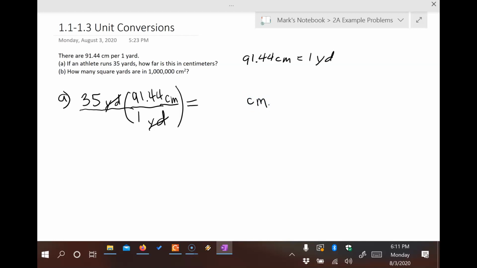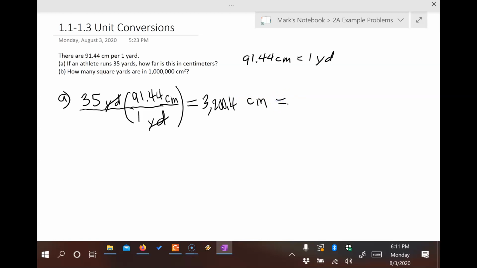So those are the new units, and to see what the number is, we need to do the calculation. I've got in the top 35 multiplied by 91.44, and then in the bottom just divided by 1. So that comes out to 3,200.4 centimeters. Now, I'm going to go ahead and rewrite this in scientific notation as a simpler way.